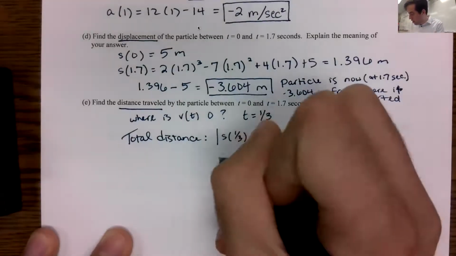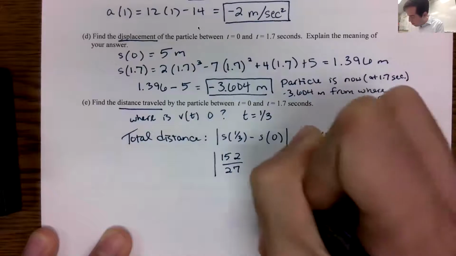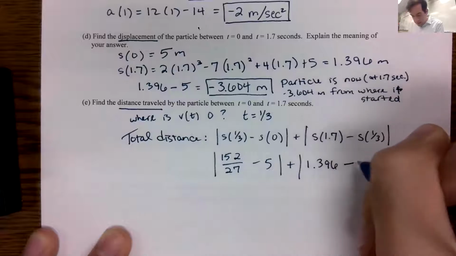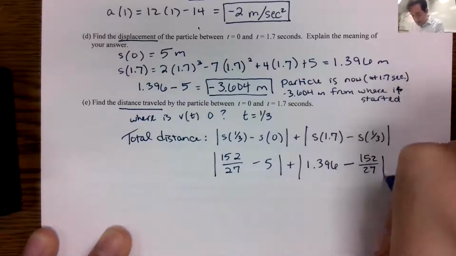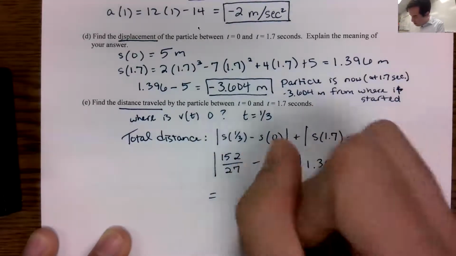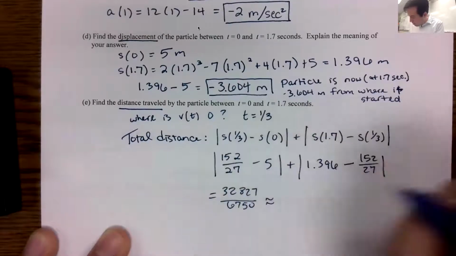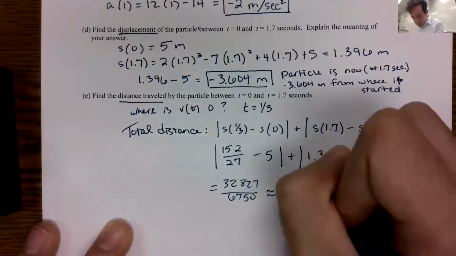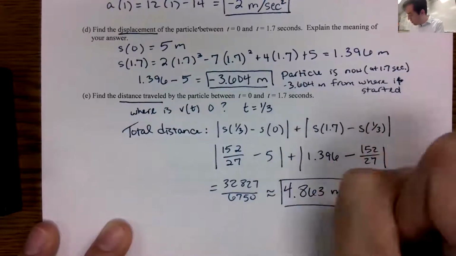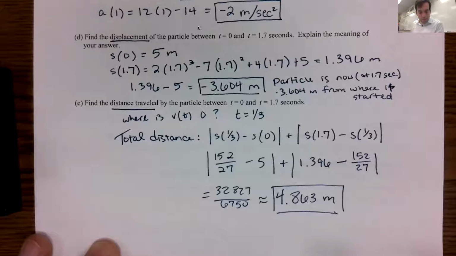If we plug these numbers in, which I've already done, we're going to get 152 over 27 minus 5 plus 1.396 minus 152 over 27. And we're going to start to reduce that. I ended up with some crazy fractions here. In the end, I had 32,827 over 6,750, which is not very helpful in this context. So I'm going to write that as a rounded decimal. I get 4.863 meters.